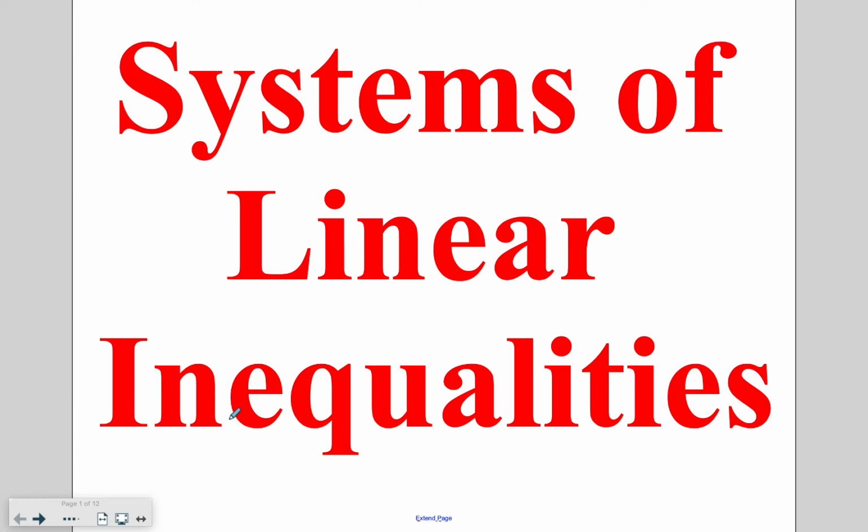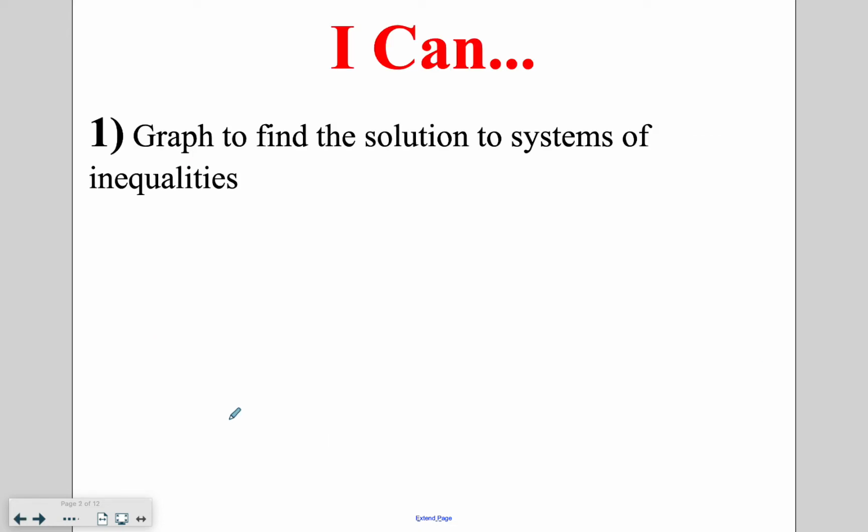Hello class, and welcome to today's algebra lesson, which is about systems of linear inequalities. By the end of today's lesson, you will be able to graph to find the solutions to systems of inequalities.